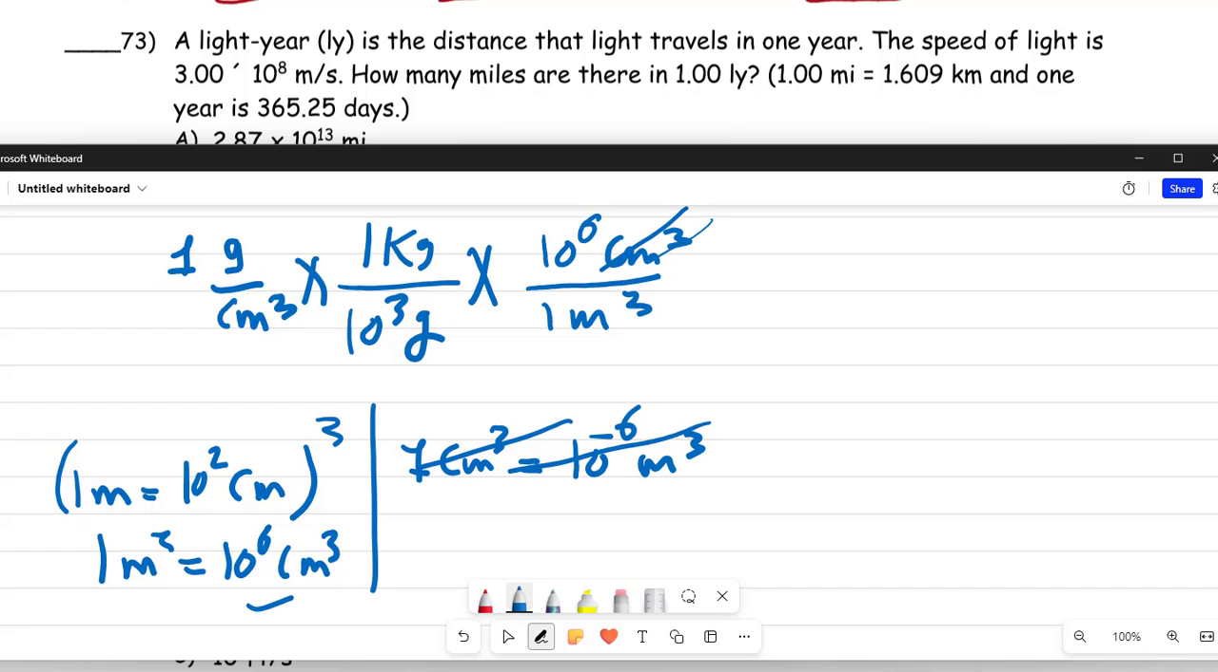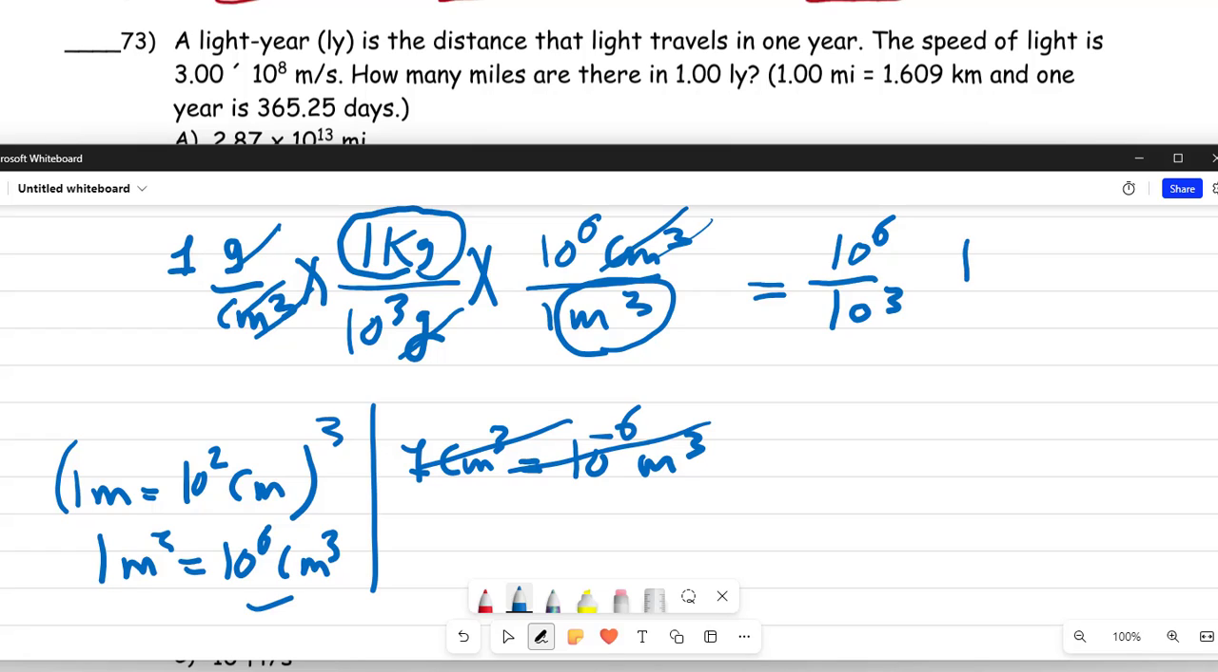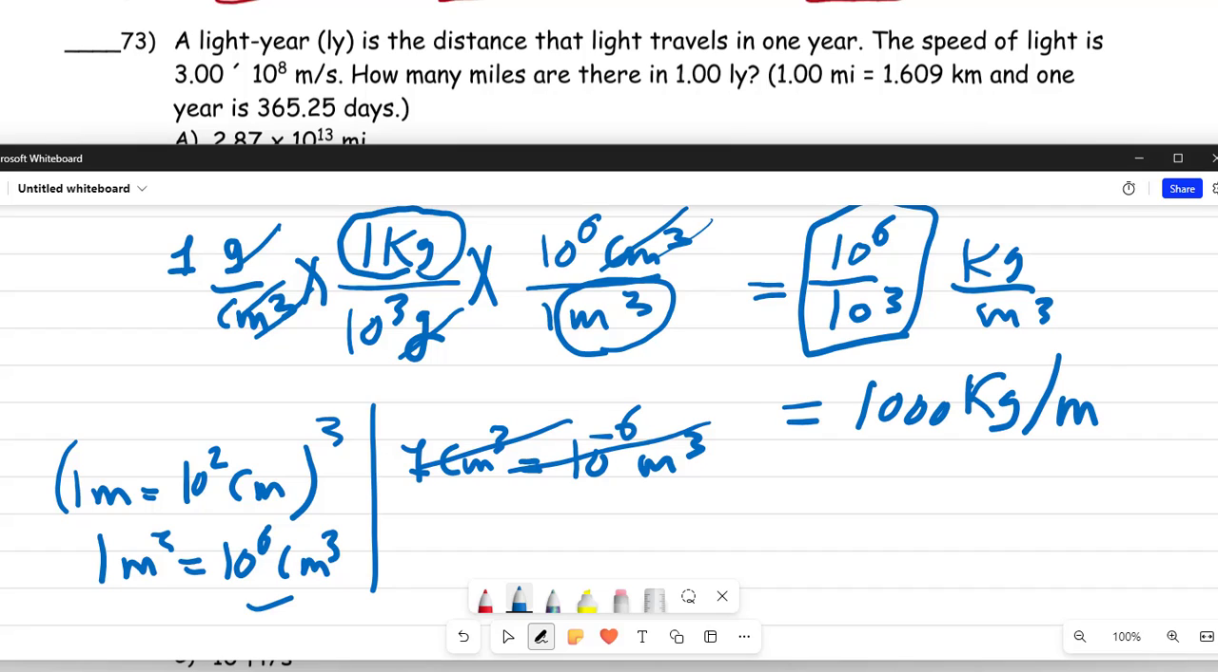Cubic centimeter goes with cubic centimeter, grams goes with grams, so 1 times 10 power 6 over 10 power 3. The unit here is gram per cubic, kilogram, sorry, per cubic meter. This yields 1000 kilogram per cubic meter.